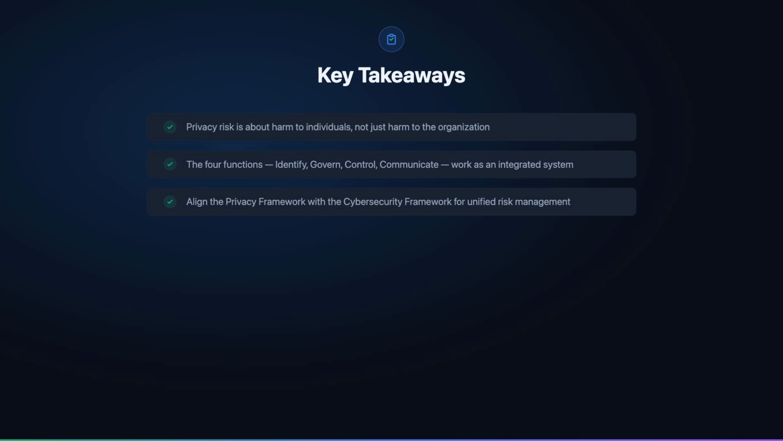Third, align the privacy framework with the NIST cybersecurity framework. Organizations that manage security and privacy together achieve better outcomes than those treating them as separate programs. The frameworks were designed to complement each other.